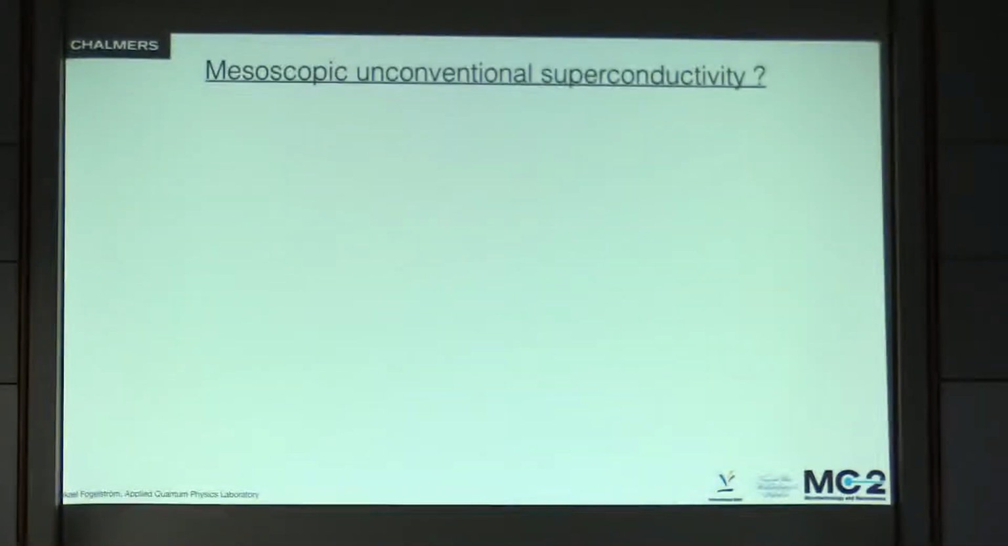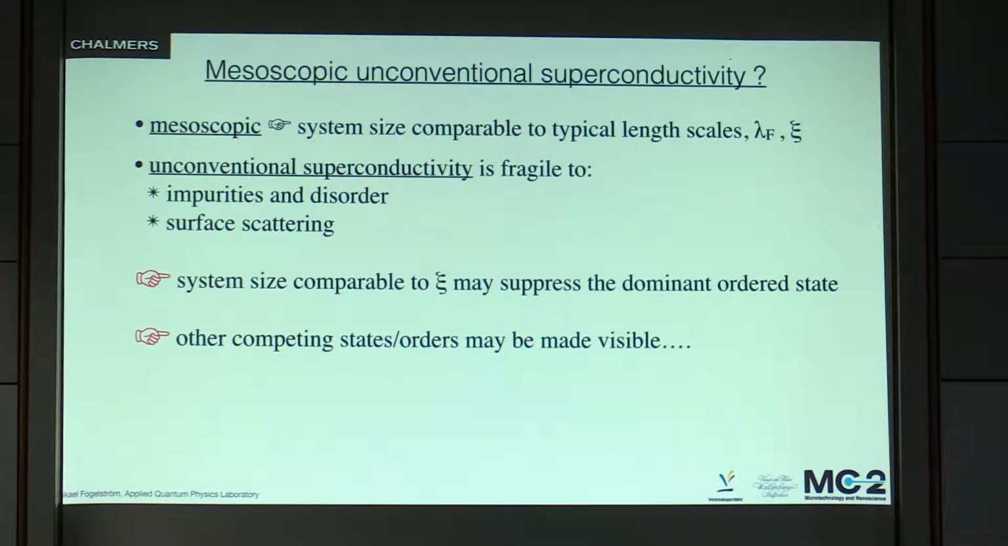So I start out with posing a question, because if you have unconventional superconductors and you want to make devices, you need to go down to the mesoscopic scale. But unconventional superconductors, we know, are very fragile to all kinds of scattering. So the question is if you even can do that. So the definition of mesoscopic is, of course, that the atomic scale starts playing a role with the device size that you're looking at. And as I already said, impurities and disorder would kill or reduce the unconventional superconductivity and also surface scattering.